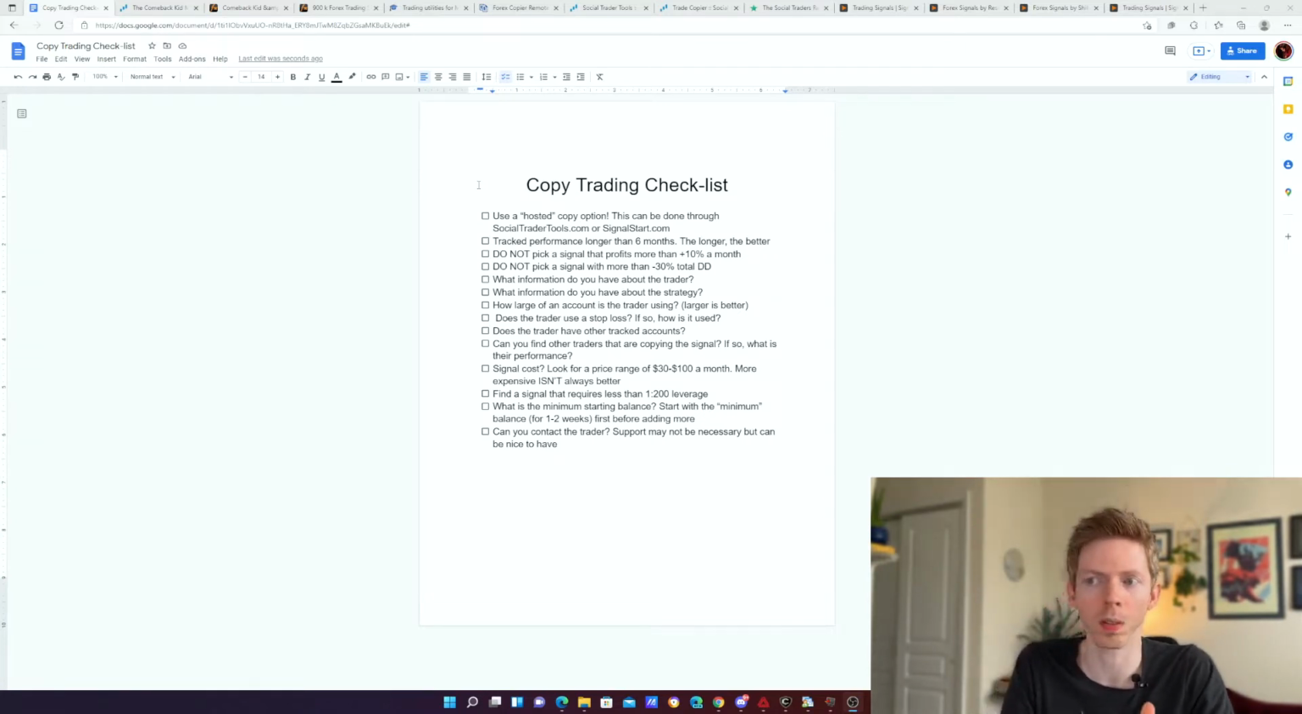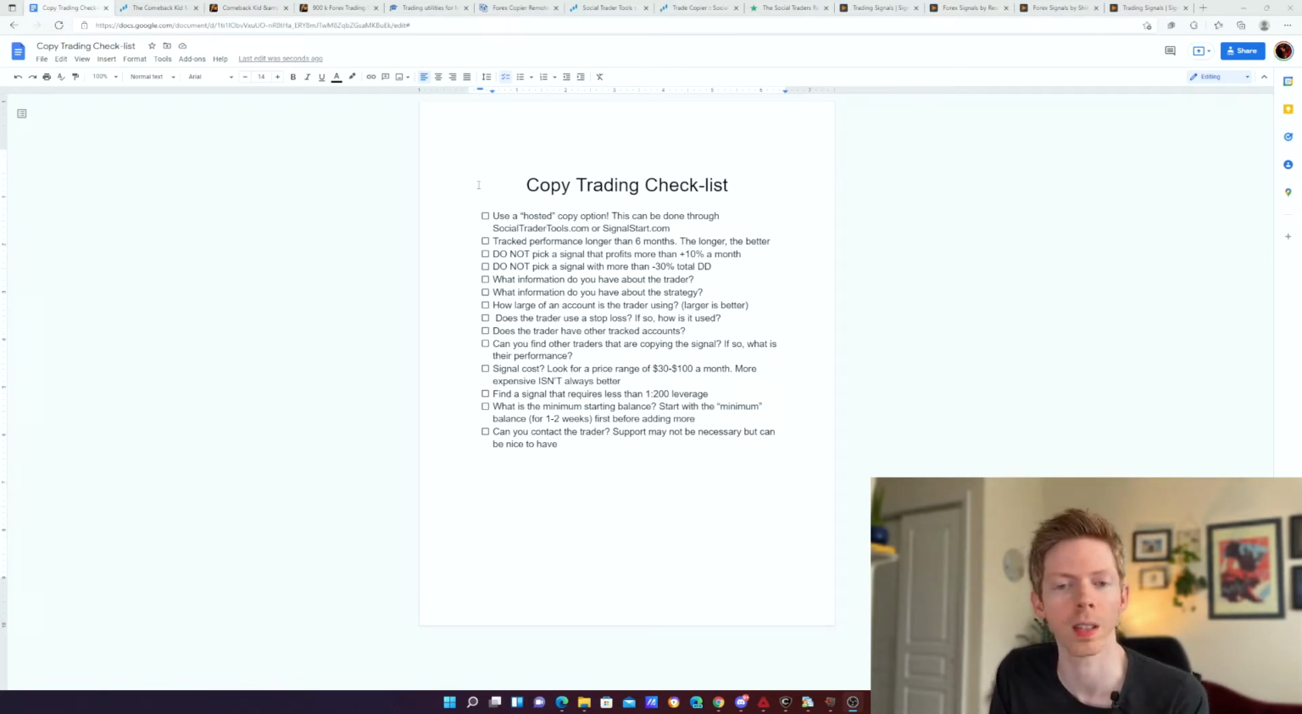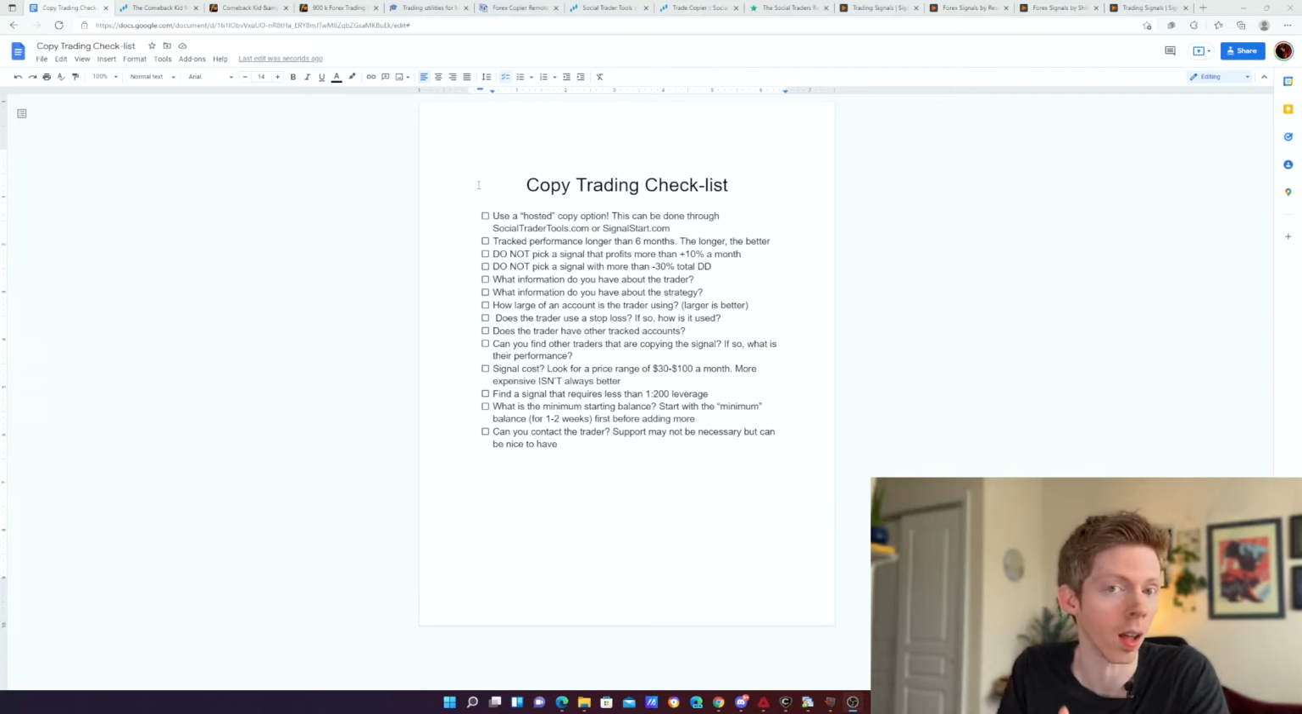So if you use Social Trader Tools or Signal Start, they host your Metatrader 4 or Metatrader 5 account automatically. And it's all done through their system. It means that you get all available trades to your account 24/5 as long as the market's open. So if you don't use a hosted option, that means that you have to have your own virtual private server, which costs money, to make sure that you're connected to the internet and that your broker is also connected to the internet, getting all available trades.